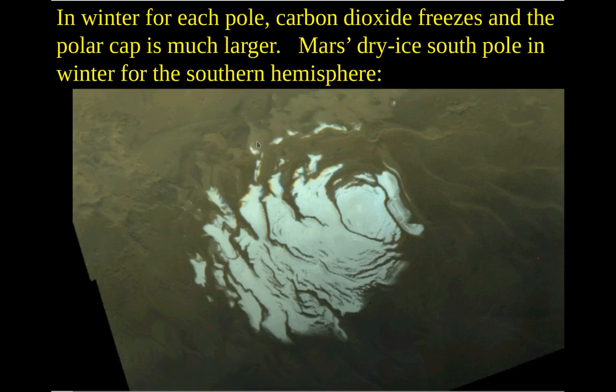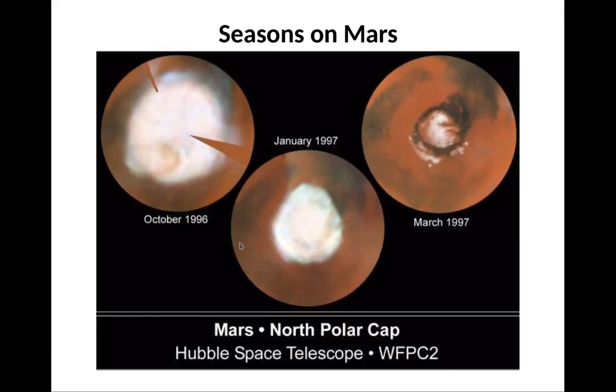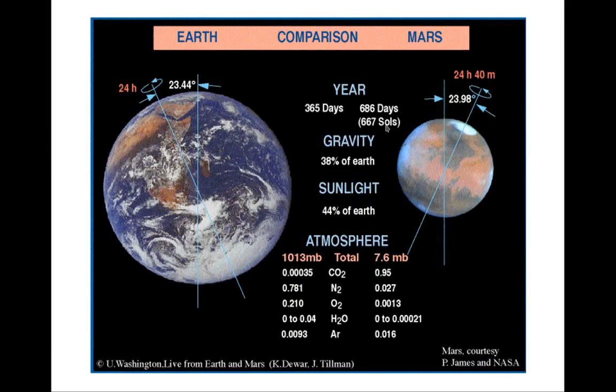So this is Mars's dry ice cap in the winter in the southern hemisphere. And these are seasons on Mars. This is October 1996. It takes about 2 years for a season to pass, right? Then January 1997, and then March of 1997, right? So the ice cap changes over time. You can see the tilt of Mars and Earth are very similar, 23.44 and 23.98.